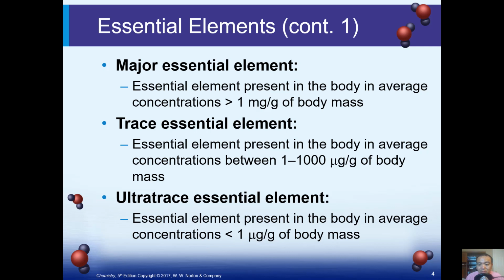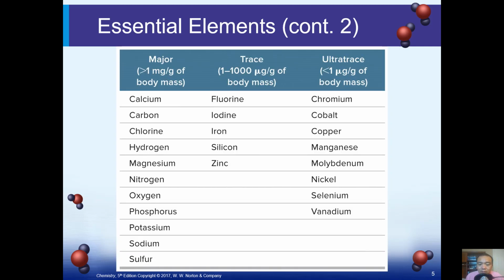Trace essential elements are present at the levels between 1 to 1,000 micrograms per gram of body mass and include some such elements like iron, iodine, fluorine, silicon, zinc, etc. The ultratrace essential elements are present at levels below 1 microgram per gram of body mass and include cobalt, copper, manganese, molybdenum, etc. The essential elements are summarized in this table as either major, trace, or ultratrace.